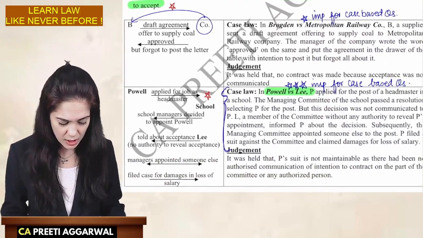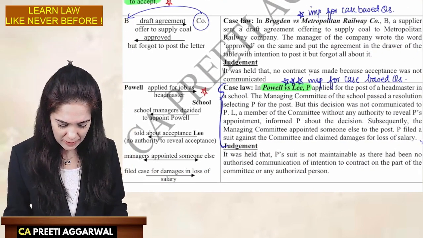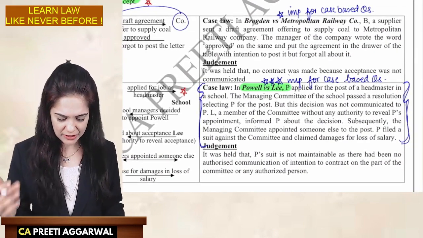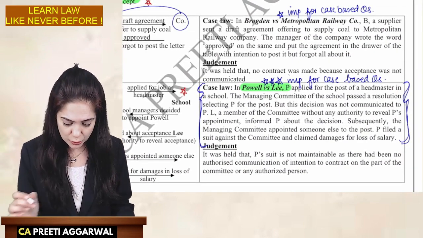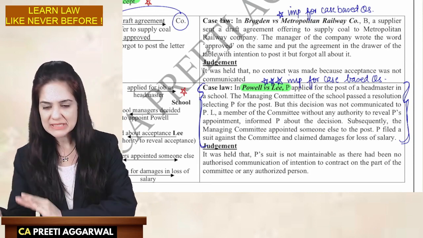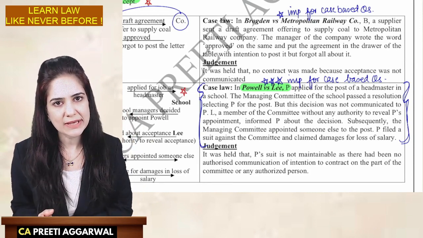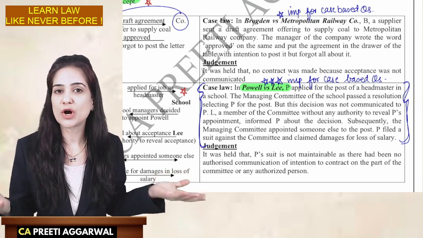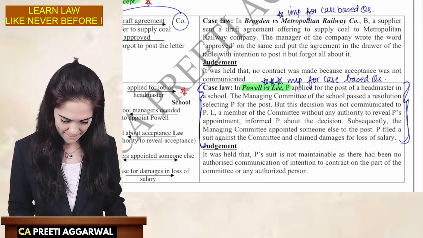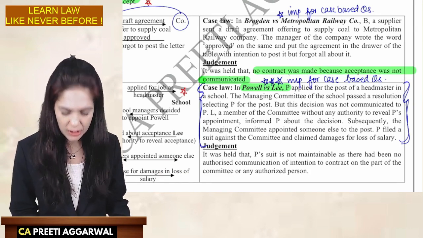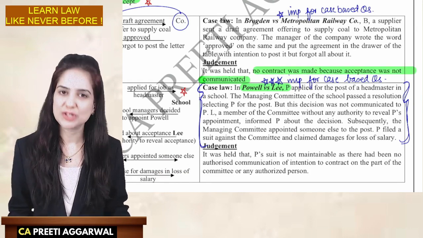In Brogden versus Metropolitan Railway, a supplier sent a draft agreement offering to supply coal to Metropolitan Railway. The manager of the company wrote the word accepted, put it in his table drawer, and he forgot to post it. Is this valid acceptance? No, because acceptance was not communicated. No contract was made because acceptance was not communicated. This is the judgment.